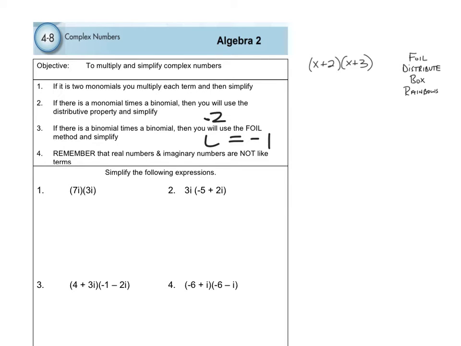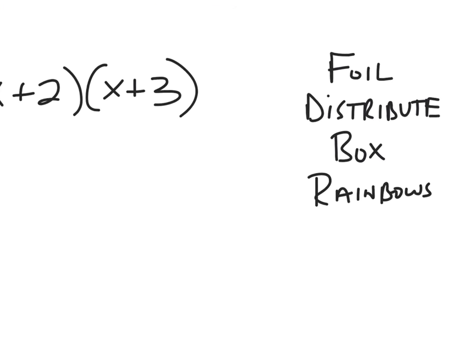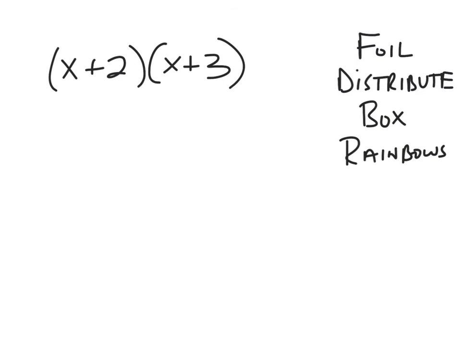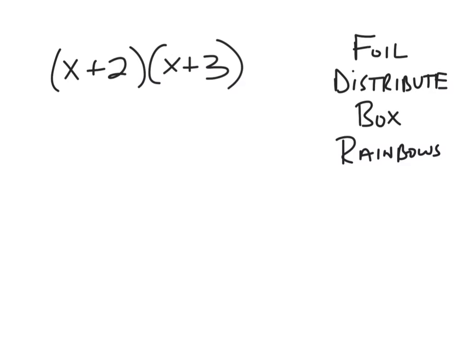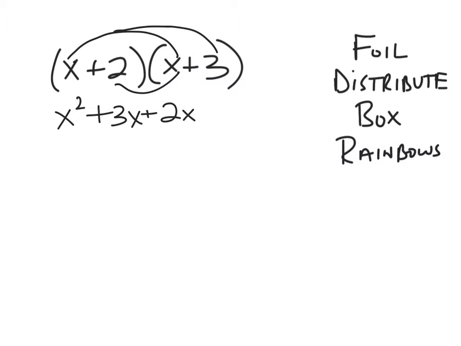That has not changed. Now, one thing I want to remind you, this is just a quick example I've put up here, is how to FOIL. You can distribute, you can use the box method, you can use rainbows, whatever you've been taught over the past. It does not matter to me which method you use, whatever is most comfortable for you. I'm going to show you FOIL. So if we go first times first, that's x squared. The two outside terms, x times 3 is 3x. The inside terms, 2 times x, that's 2x. And the last terms, 2 times 3, that is 6.